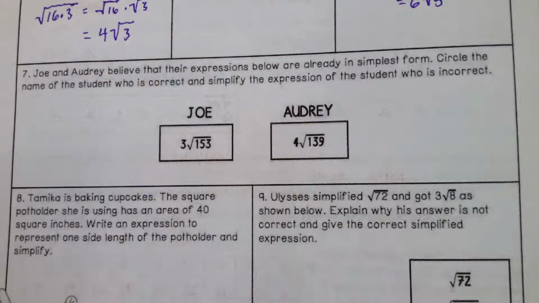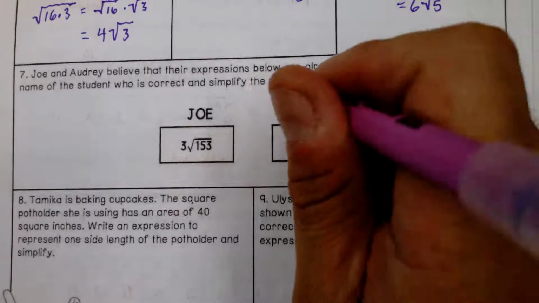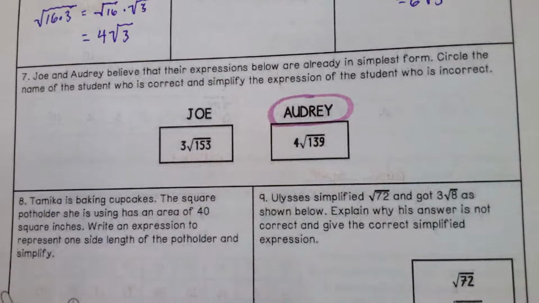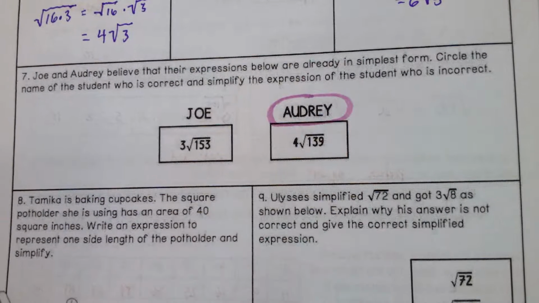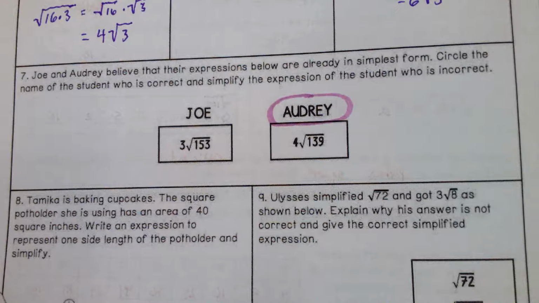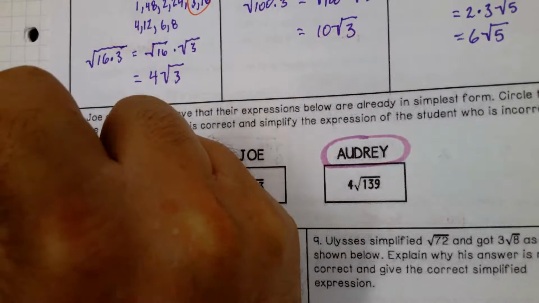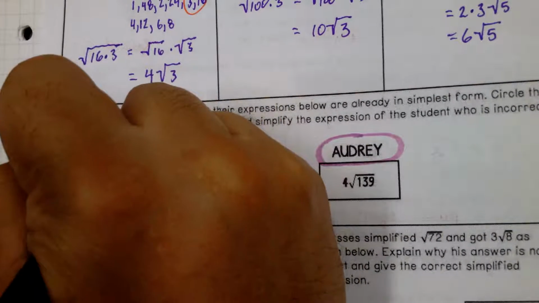Okay, I think so. First things first, since I did find perfect squares that divide into 153, Audrey did it correctly, obviously. But what numbers go into 153 that are perfect squares? 3 and 9. Which one do we want to use, 3 or 9? We want to use 9. You want the biggest one. Okay, so we're going to write this as 3 radical 9 times 17, I believe.